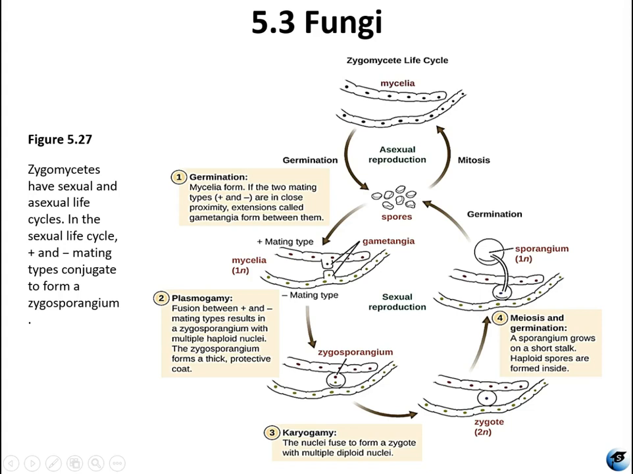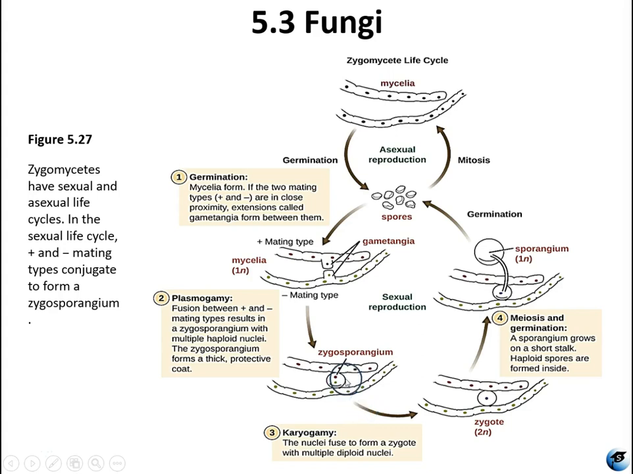This is a life cycle of a zygomycete. They have both, again, sexual and asexual life cycles. In the sexual life cycle, the positive and negative types conjugate to form a zygote sporangium. Here is germination, mycelia form. You have the two types, the positive and negative, that are in close proximity, and then extensions called gametangia form between them. So it's kind of like a little mating structure forms, and they come into contact. And then plasmogamy, this is where the positive and negative mating types come together, they fuse, and then you have what is called a zygosporangium with multiple haploid nuclei, right?